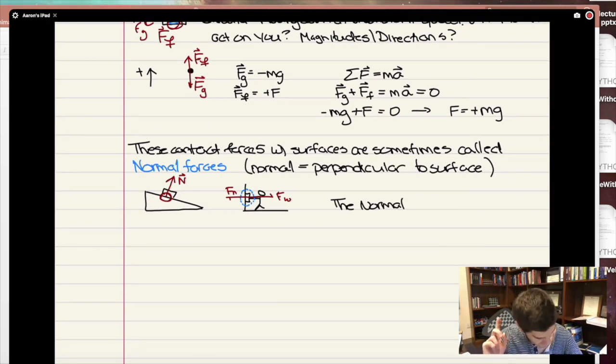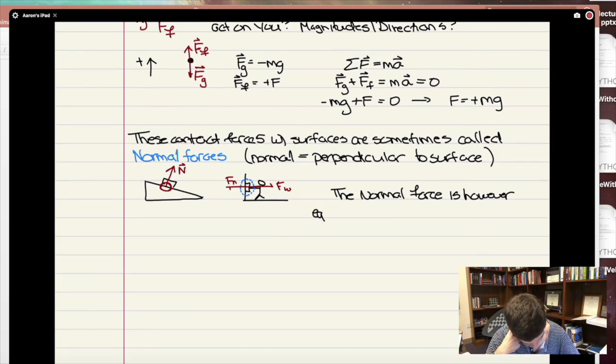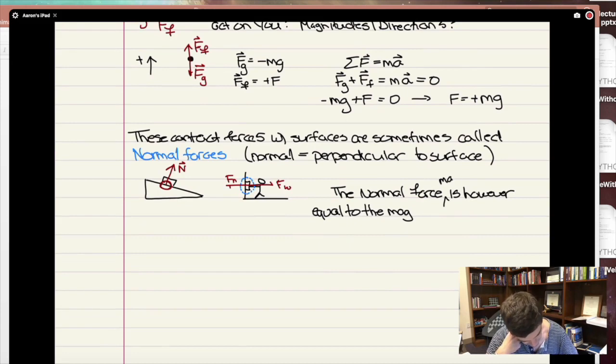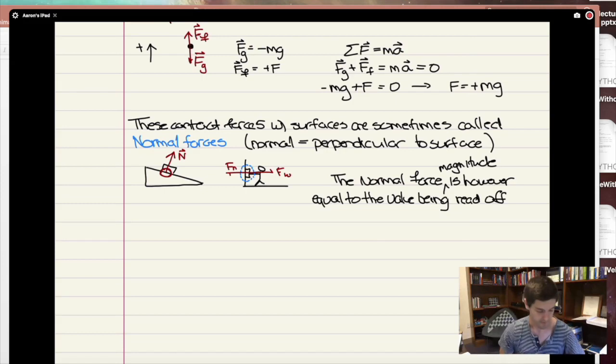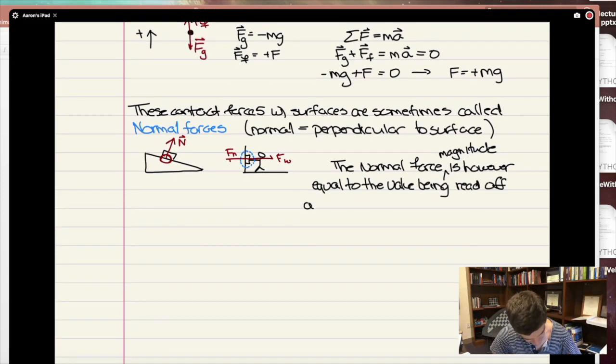Here's perhaps where confusion arises. The normal force is, however, equal to, or rather, I guess, the normal force magnitude is equal to the value that would be read off a bathroom scale, or read off a scale.